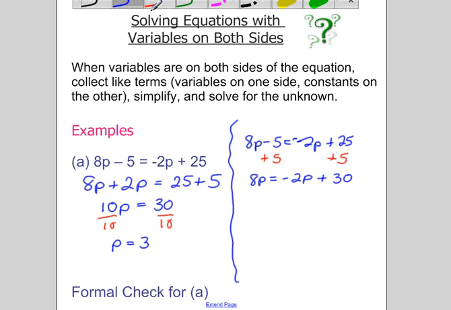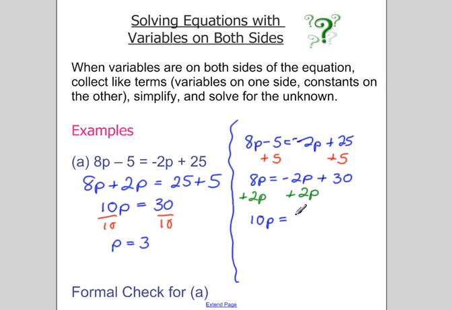And then we want to get rid of the subtract 2p. And to get rid of subtracting 2p, we add 2p. If I add 2p to that side, I need to add 2p to this side. And that will simplify to 10p equals 30. And then I do exactly what I did on the other side. So when you compare these, they're exactly the same thing. I'm just showing the work. I'm basically doing the two steps, the red and the green step, at once. And so that's really all that I'm doing.